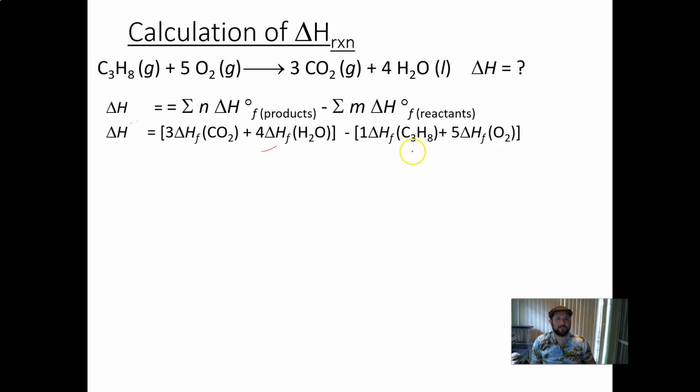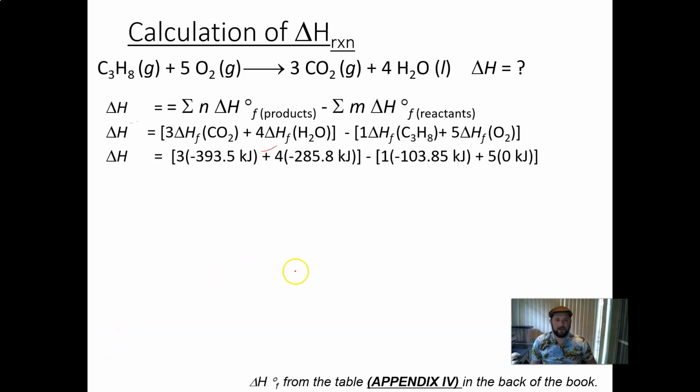One other thing that makes this complicated is that some of these heats of formation are negative themselves. We look these up in the table. Appendix 4 in the back of your textbook will actually have that. And so you'll have 3 times negative 393.5 kilojoules. That's the value for CO2 in the gas phase. Then we have water, negative 285.8 kilojoules.